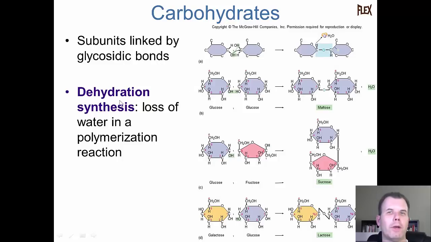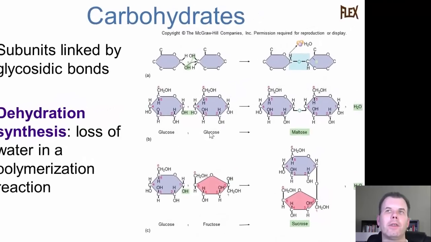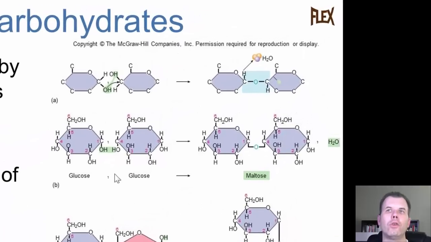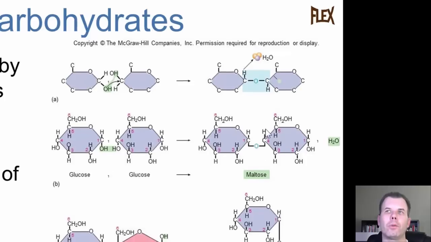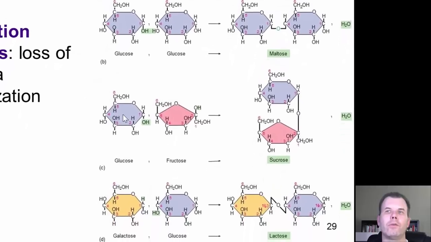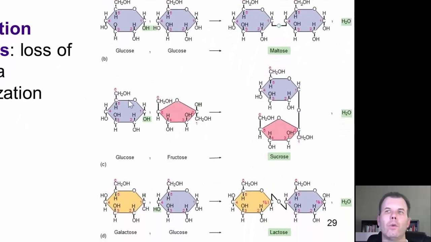And again, we talk about dehydration synthesis. So think of the reaction again, synthesis. You have two reactants, one product. Here are two glucose molecules. You synthesize that together. Here are the reactants. Here's one product. You have maltose. Same with sucrose. You have glucose and fructose, two reactants, one product. And finally, galactose and glucose, put those together and you make lactose. And so again, two reactants, one product.